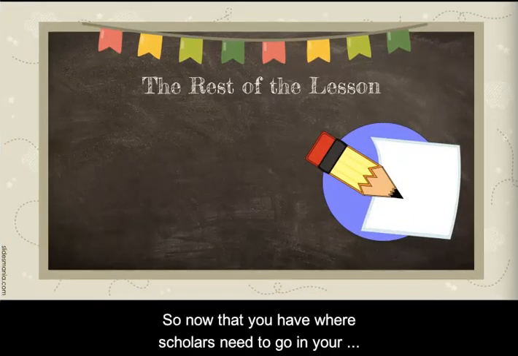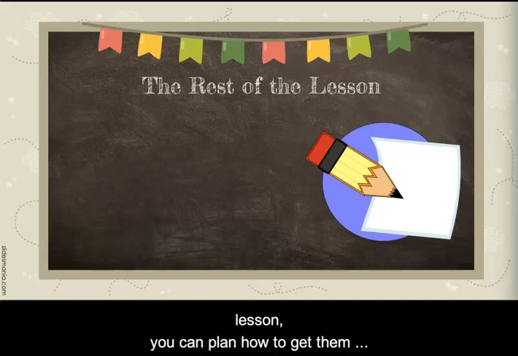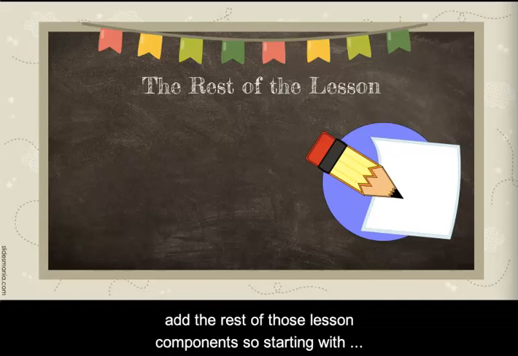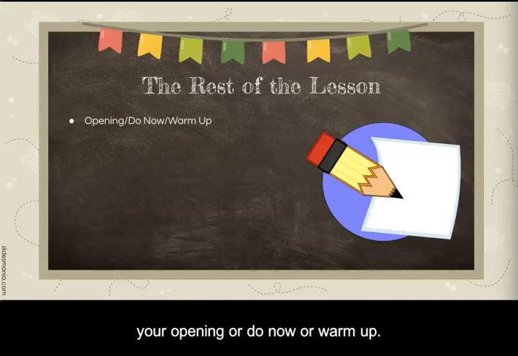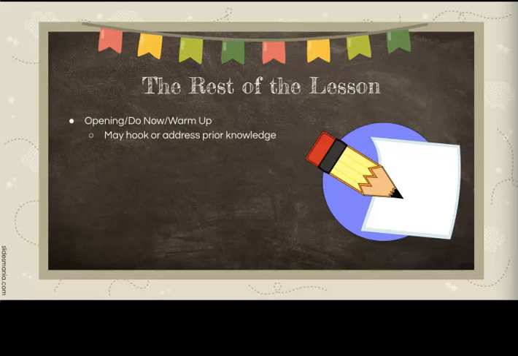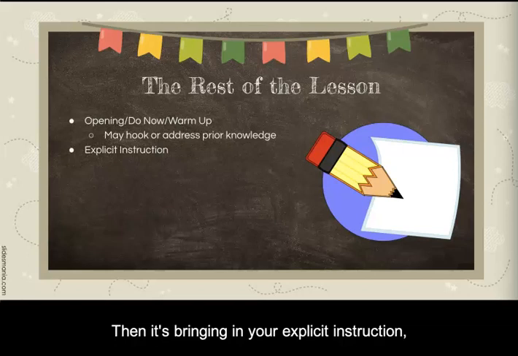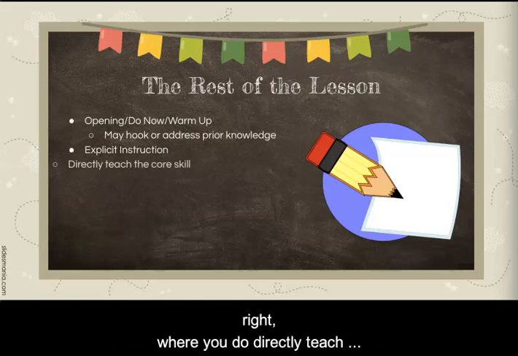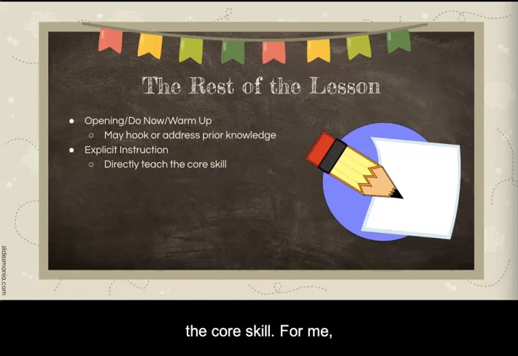So now that you have where scholars need to go in your lesson, you can plan how to get them there. And this is where you're going to add the rest of those lesson components. So starting with your opening, or do now, or warm up, this might hook or address prior knowledge. So whatever it is you do to open lessons. Then it's bringing in your explicit instruction, right? Where you directly teach the core skill.